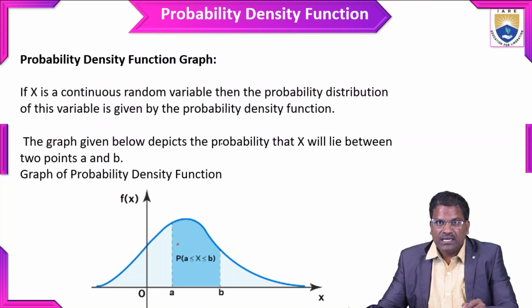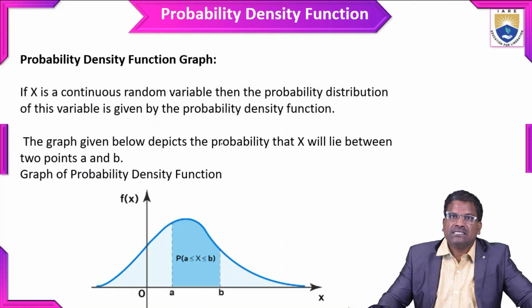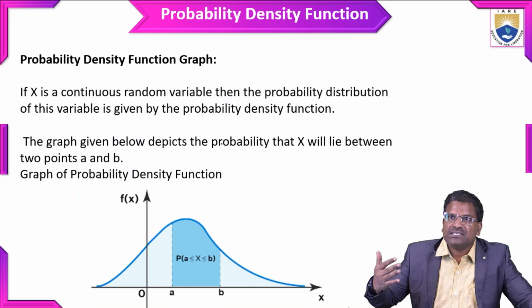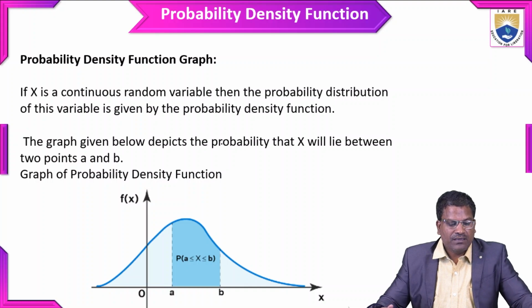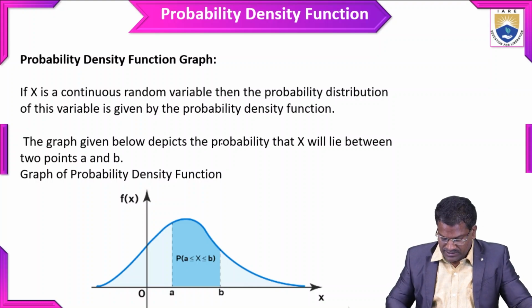This area represents P of a less than or equal to x less than or equal to b. It lies between x equal to a, x equal to b, the x-axis and f of x, this curve. So the area surrounded by this curve is P of a less than or equal to x less than or equal to b. The graph depicts the probability that x will lie between two points a and b, the graph of the probability density function.